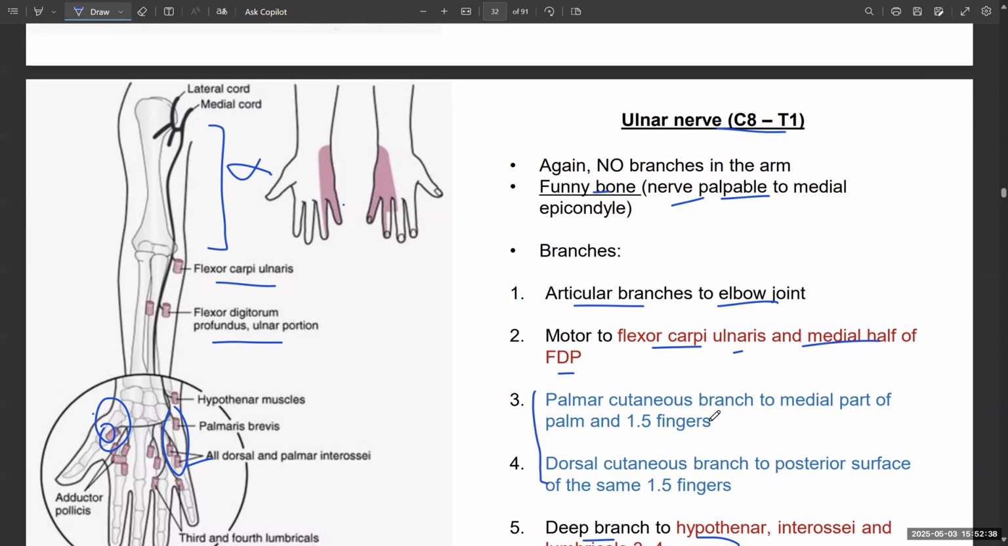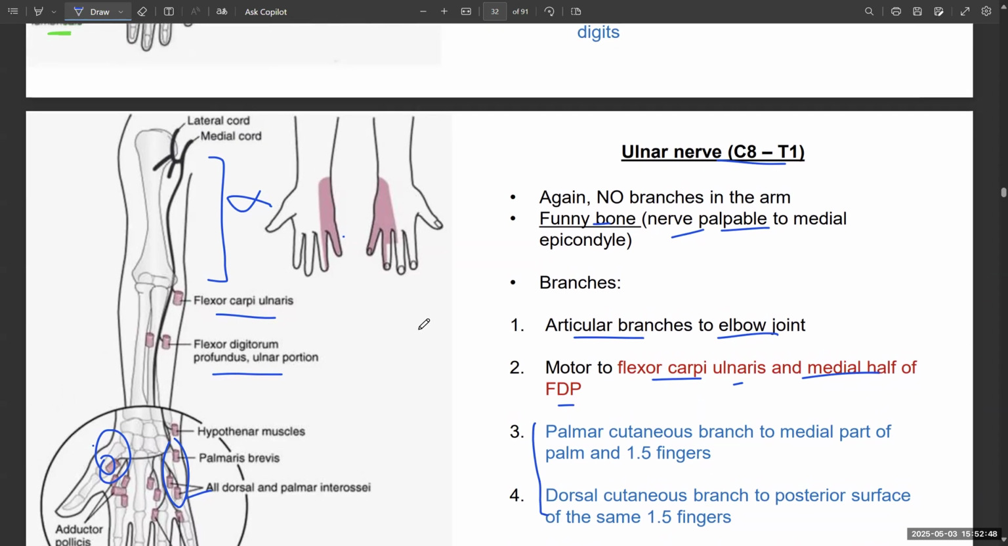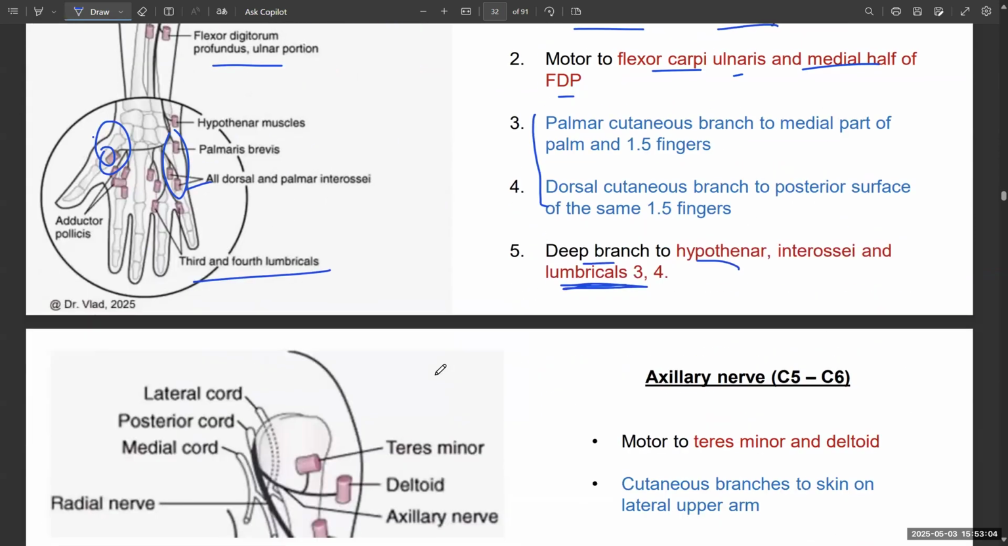Palmar cutaneous branch to the medial part of the palm and 1.5 fingers. Dorsal cutaneous branch to the posterior surface of the same 1.5 fingers. So basically, if you take your pinky and your ring finger, that sensory supply on both sides of the hand is supplied by the ulnar nerve. On the palm, you have this area. On the dorsum of the hand, you have this area, except for this little part, which we will come back to later, but this is the general area.